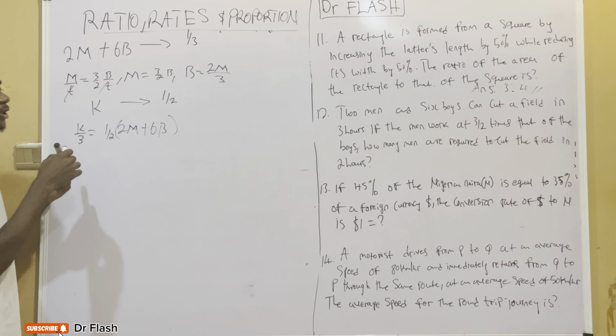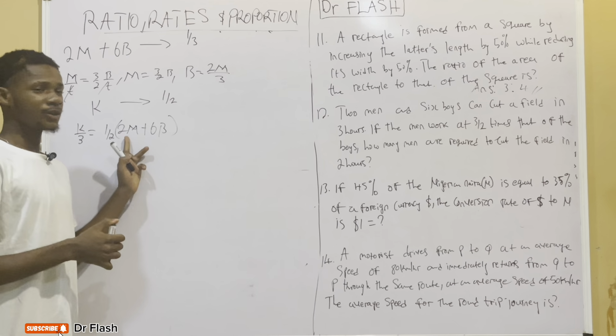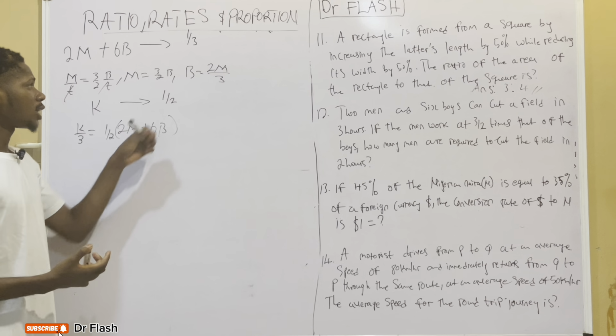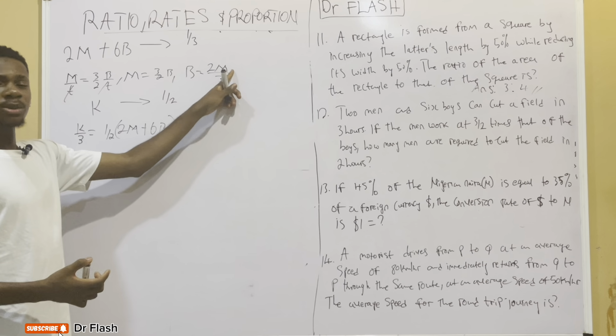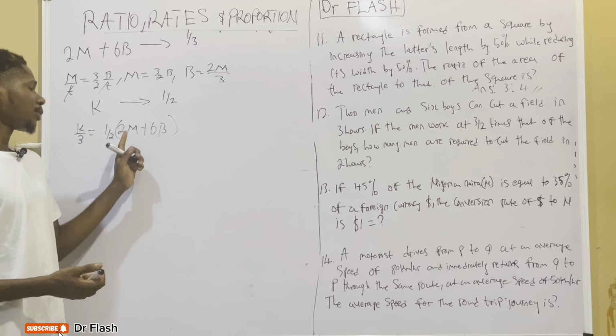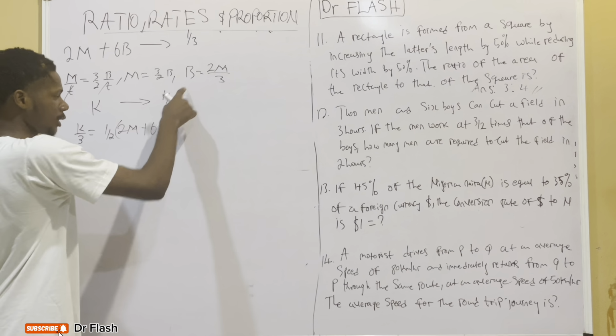The reason I made B the subject is that we want our answer in the form of men, because they asked how many men. Assuming they asked how many boys, we would make M the subject and substitute, so that we'd have boys in our final answer. But since they asked how many men, we make B the subject to substitute.